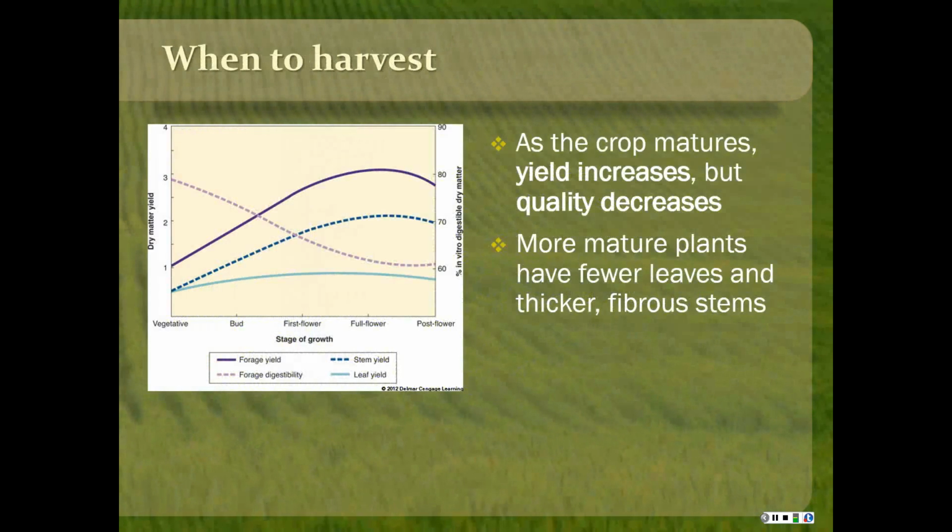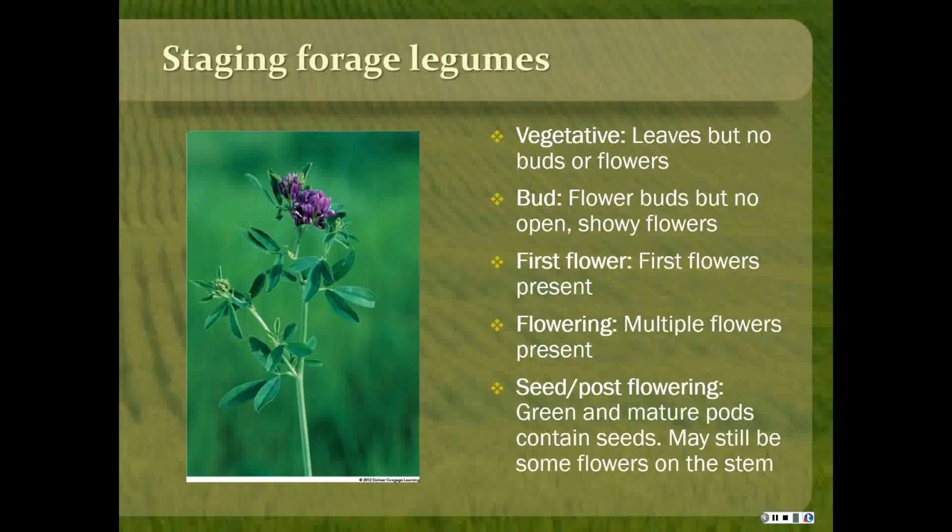And then also when to harvest: as the crop matures, the yield increases, but as it gets further along in maturity, the quality will decrease because more mature plants tend to have thicker leaves and more fibrous stems. So you'd want to harvest at the stage where you will have the largest amount of yield with the highest quality. Just work that out for the individual plant.